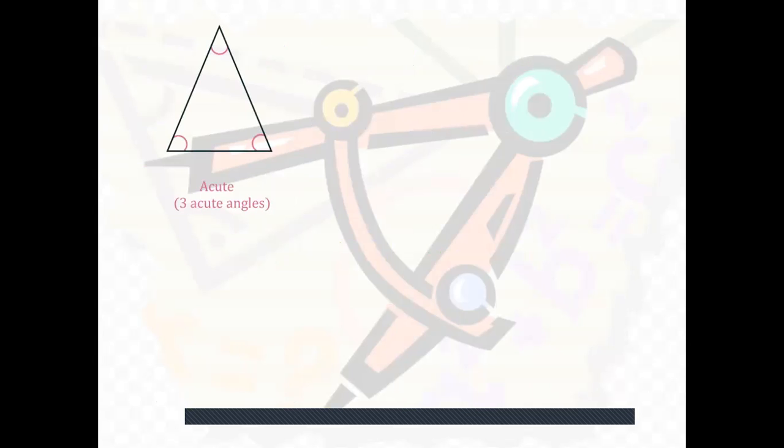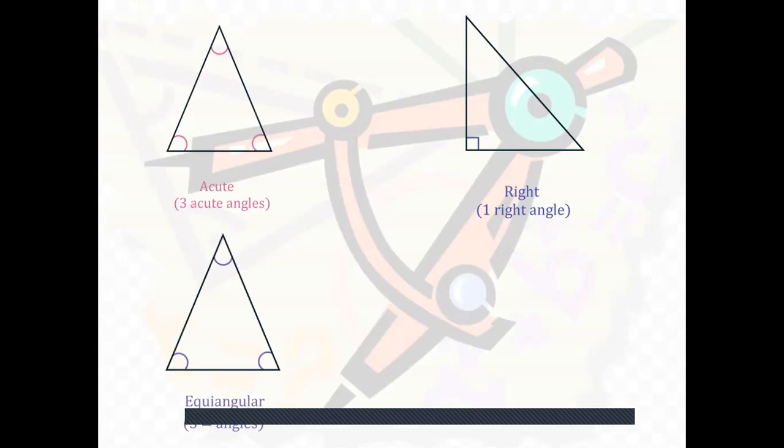This is an acute triangle which has three acute angles, and an acute angle means any angle which is less than 90 degrees but more than 0, of course. As you can see in this triangle, there are three acute angles. Then there is one right angle in this triangle, which makes it a right triangle. If any triangle has one right angle, and a right angle measures 90 degrees, that's called a right triangle. The third kind of triangle we have is the equiangular triangle.